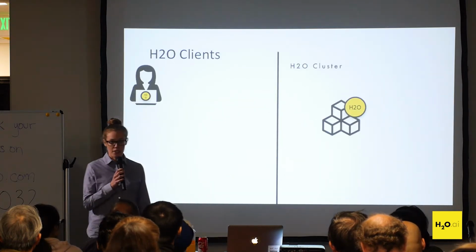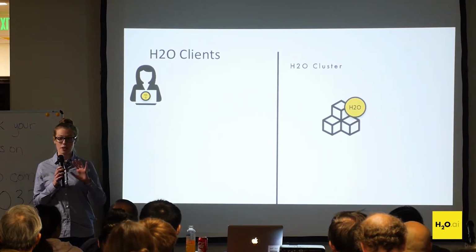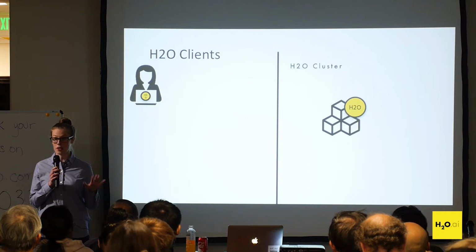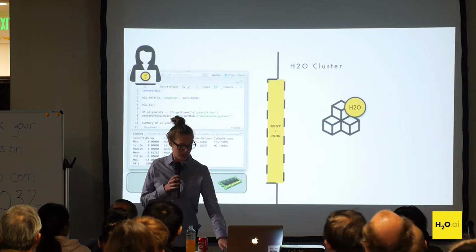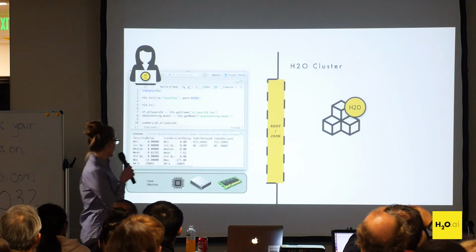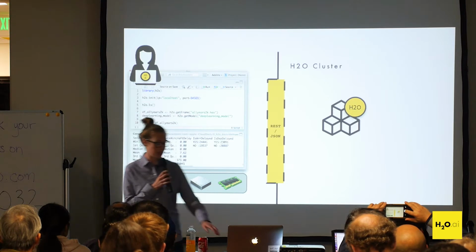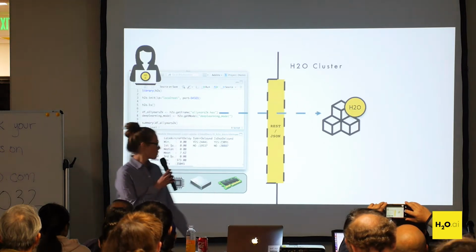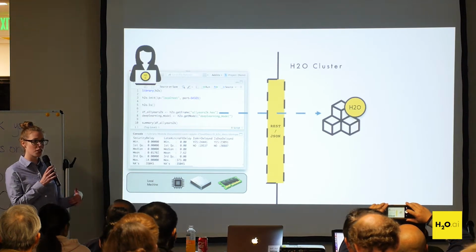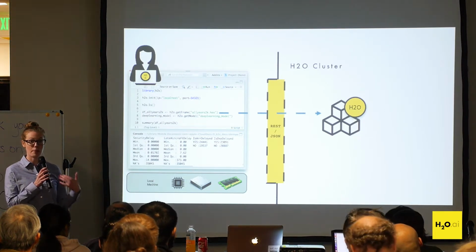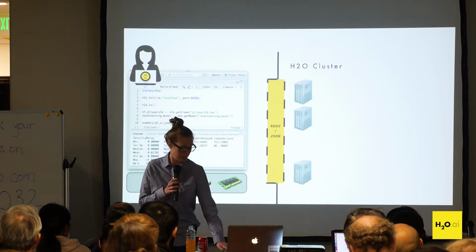So here's my H2O cluster. I've started it up somewhere. I'm the data scientist on the right. H2O cluster does not have to be running on my local computer, although it can be. And I want to do some machine learning. So I'm going to go into RStudio in this case. I have my RStudio script, and what I'm going to do is connect to H2O using this h2o.init command, and we'll talk about that in the demo. And what that's going to do is connect me to this H2O cluster that may be running remotely.